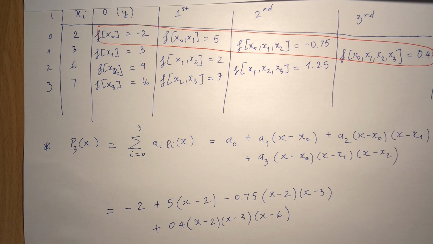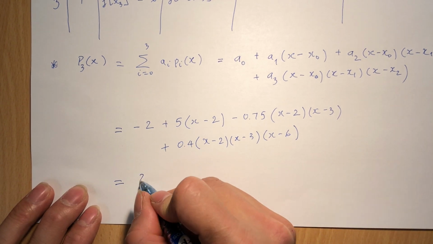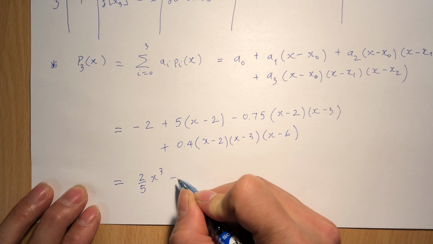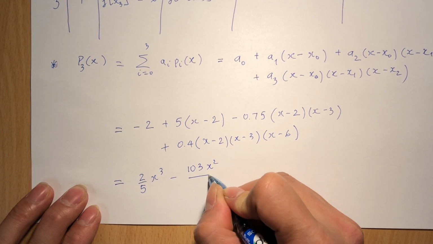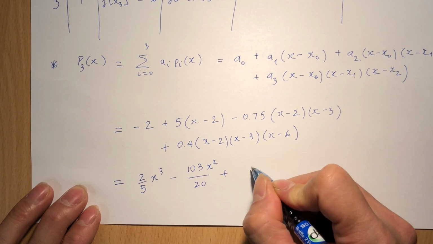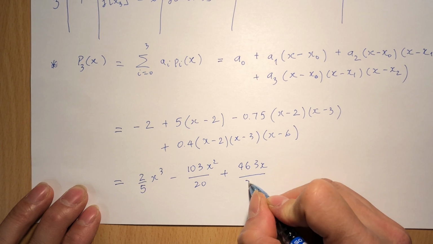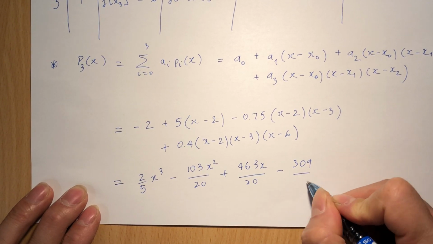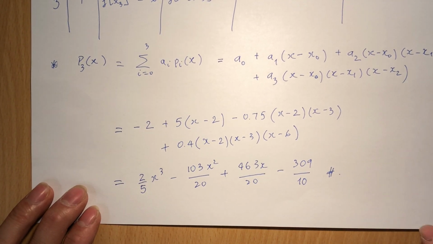So simplify this one, it will give you the answer 2/5 x cubed minus 103x squared over 20 plus 463x over 20 minus 309 over 10. You see the formula we are looking for.